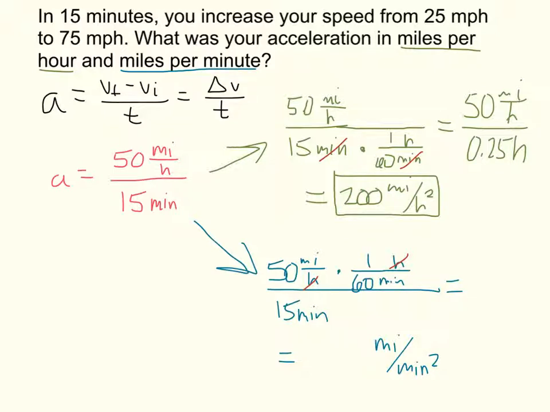So I'm going to show a little bit of work over here off to the side. 50 divided by 60 is in my numerator. That gets me 0.3 repeating miles over minutes. And I'm still going to divide that by 15 minutes. So we end up getting, for each minute, you get 0.06 when you round it miles over square minutes.